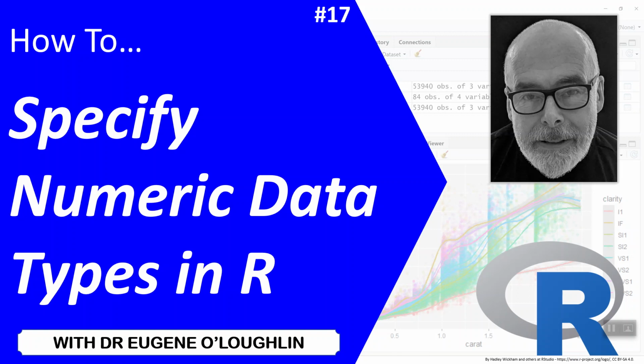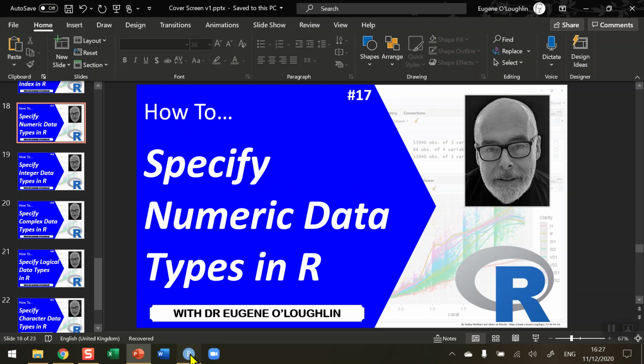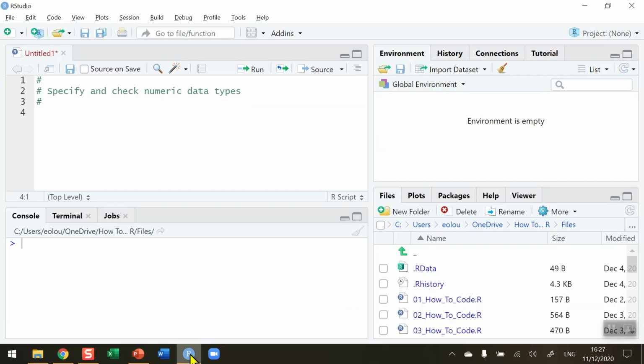In this video, we're going to specify the numeric data type in R. The numeric data type is one of several data types that are found in R. Decimal values, for example, 10.5, are called numerics. This is the default computational type in R, and one that is most commonly used, and one that you really, really need to understand.